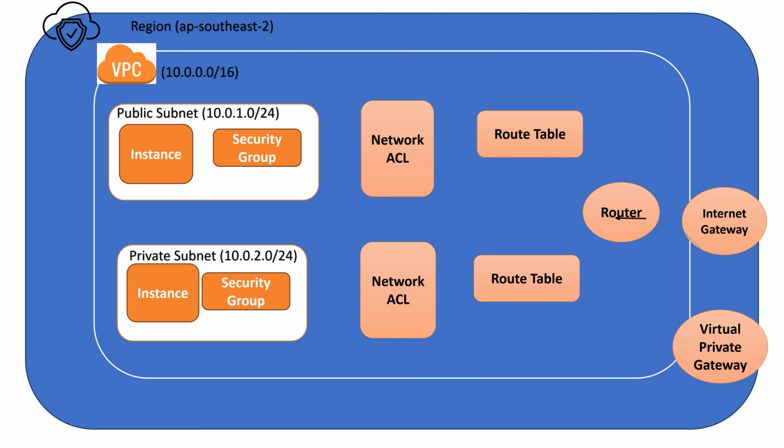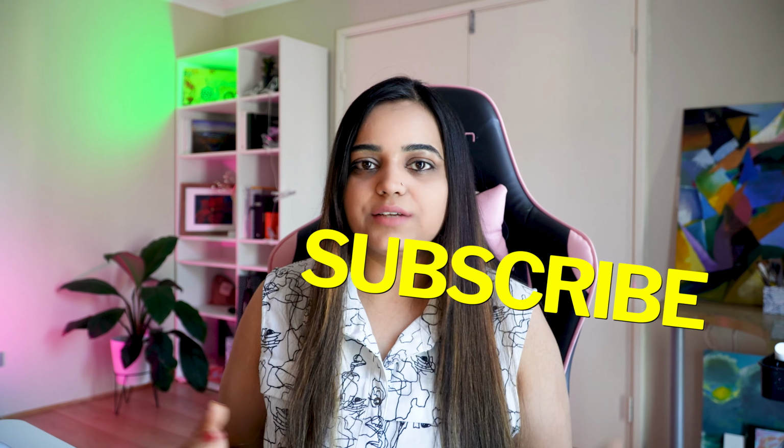So let's go back and review what we have done in today's video. In this network diagram, we have created our VPC, and with that we got the route tables, network ACL and security group.